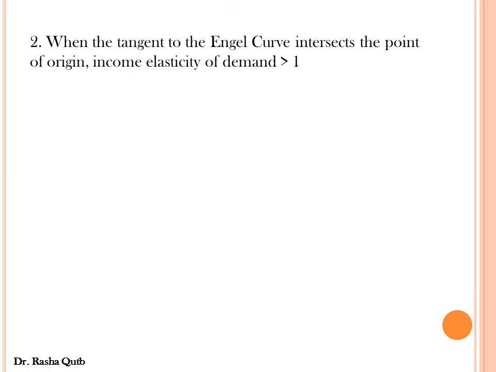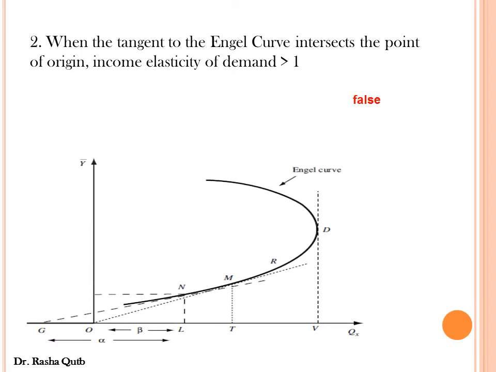Second, when the tangent to the Engel curve intersects the point of origin, income elasticity of demand is greater than 1. Also, this sentence is false, and the correction is when the tangent to the Engel curve intersects the point of origin, income elasticity of demand would equal 1. This is indicated by the point M, and you have to write how the income elasticity of demand is measured at point M. You have to write it, and you have to graph the point M.